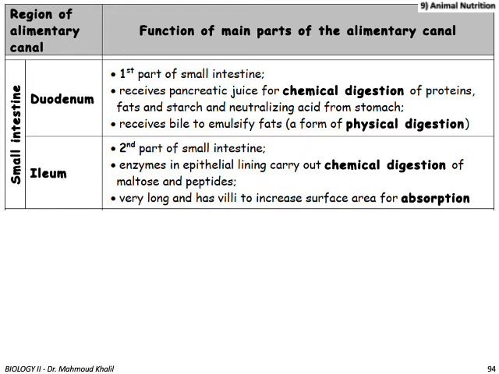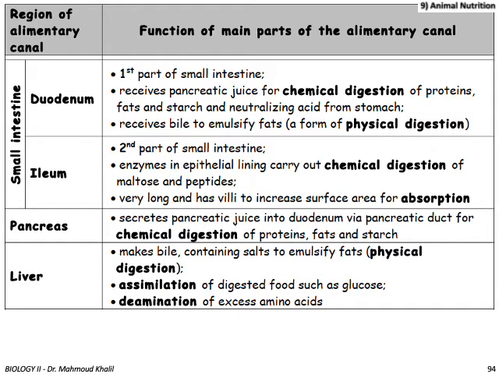It receives the bile to emulsify fat, and this type of digestion is called physical digestion. Actually, it's converting the fats into smaller chunks or pieces. While in the ileum, the enzymes in the epithelial lining carry out chemical digestion of maltose and peptides. The ileum is very long and has villi to increase the surface area for absorption.